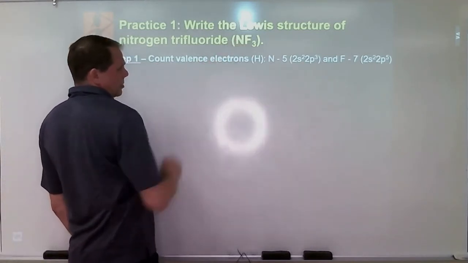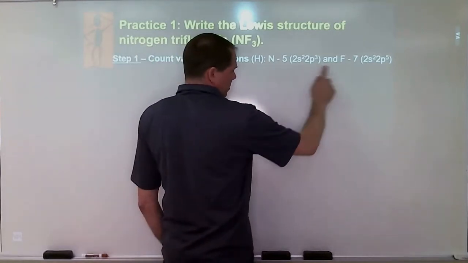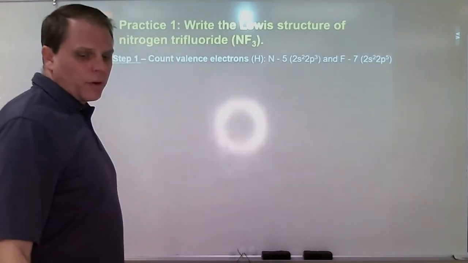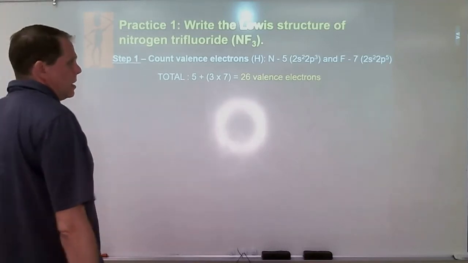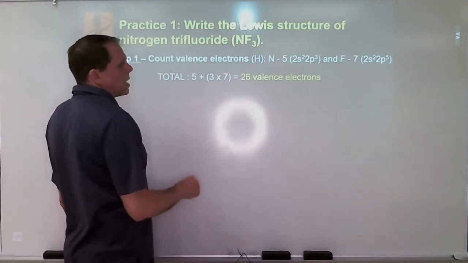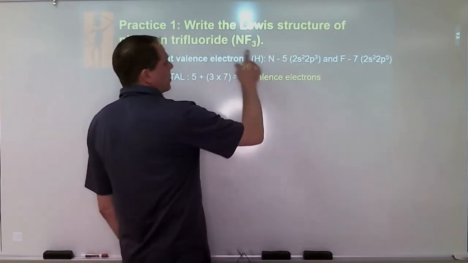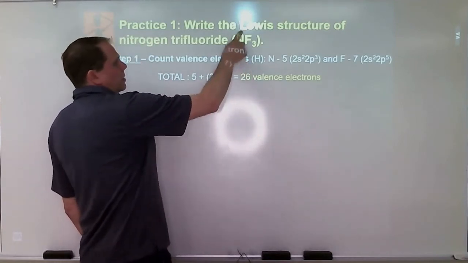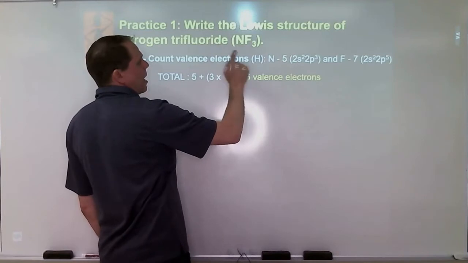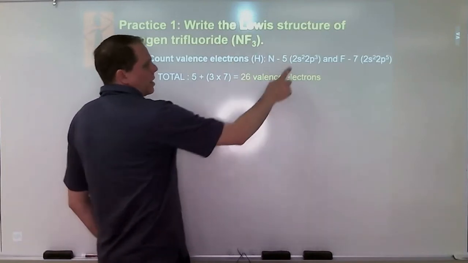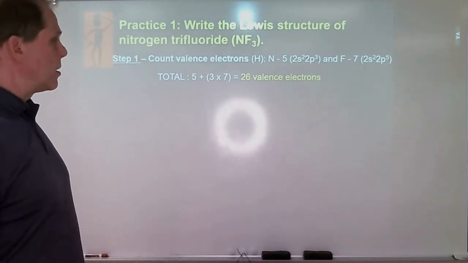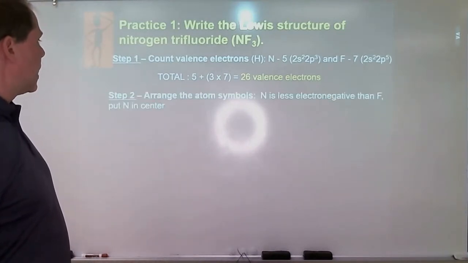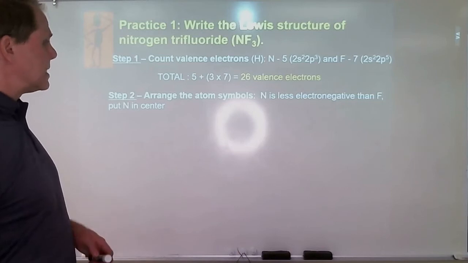Fluorine's got 7 times 3 is 21, which means if I add them all up, I'm going to end up having a total of 26 valence electrons, right? 21 plus 5. And again, how do I know how many valence electrons? Well, I can just look at the column number. That's in column 15, it has 5. That's in column 17, it has 7. Here we're actually looking at the electron configuration and adding those up. That's fine too. Okay. Step 2, arrange the atom symbols.